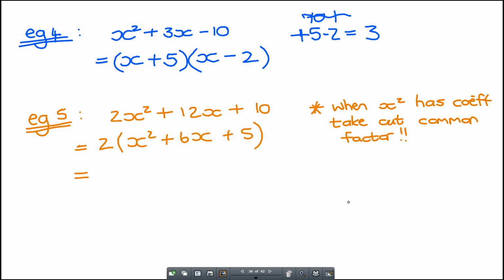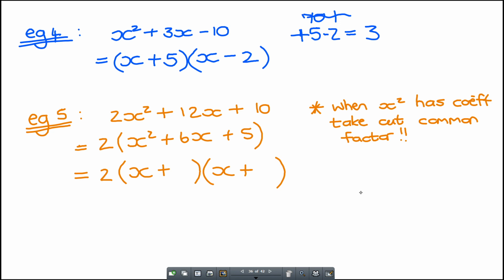So the only thing that is going to happen here is the 2 tags along. I can't just throw it away. And then that bracket, the trinomial, can be factorized further, like we did in example 1 up until 4. Okay, right, so because this was a plus, I knew my brackets would be plus plus or minus minus. How do we decide between the two? That sign, because that's a positive, I know it would be x plus and x plus. So let's fill that in, x plus something, x plus something.